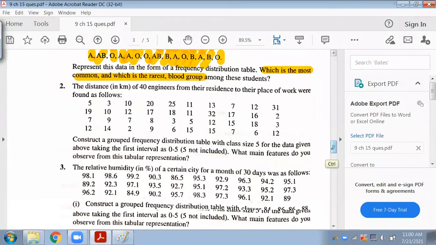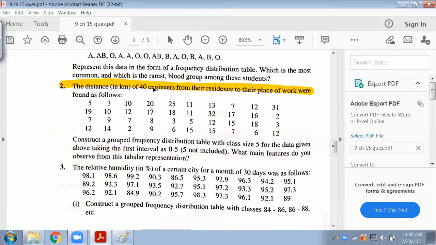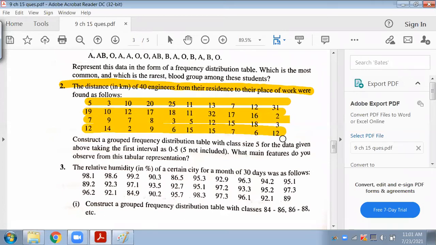Okay, next we're going to see question number 2. The distance in kilometers of 40 engineers from their residence to their place of work were found. Now these are the distances of 40 engineers from their residence to the workplace. That means some are living within 5 kilometers, some are 3 kilometers, some are living within 10 kilometers from their workplace.